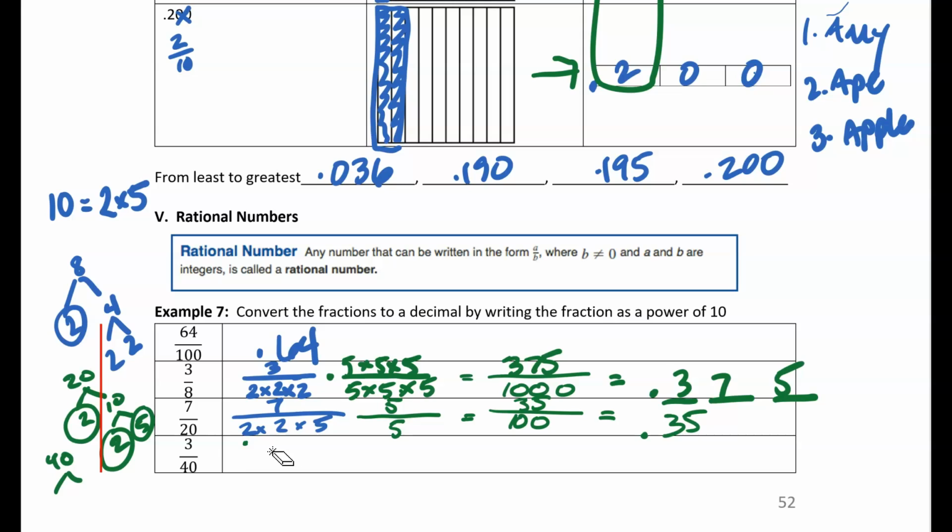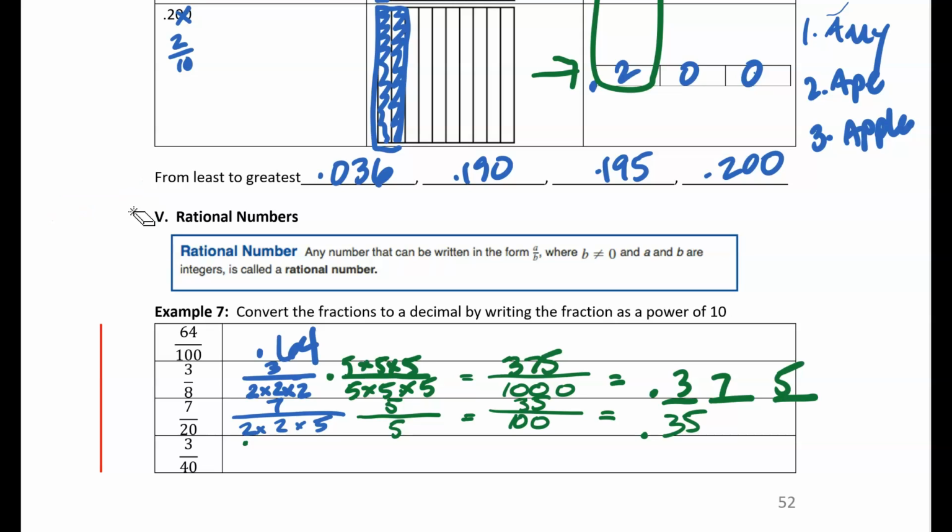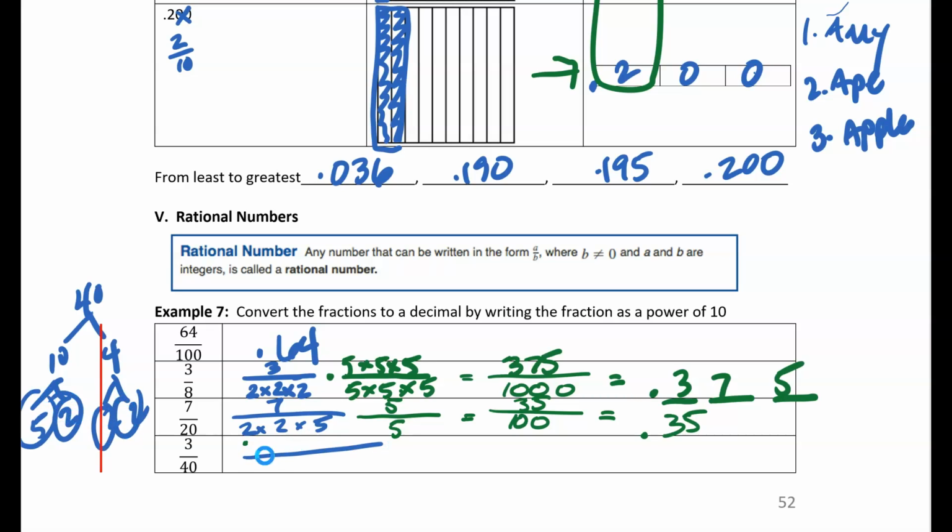And then lastly, let's do 40. So I'm going to do a factor tree for 40. I'm going to bring this up a little bit. So 40 is the same thing as 10 times 4, 2 times 2, 5 times 2. So 40, we've got 3 2's and 1 5. So these go together and make 10. So we're all set there. And then on the top we have 3.